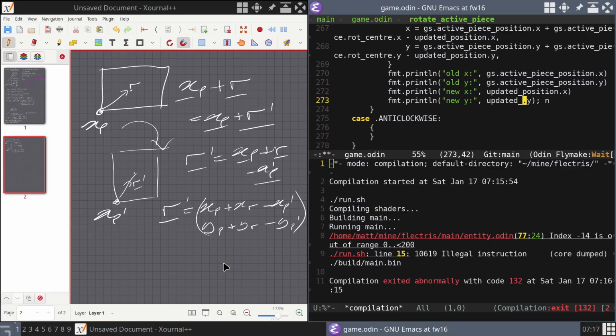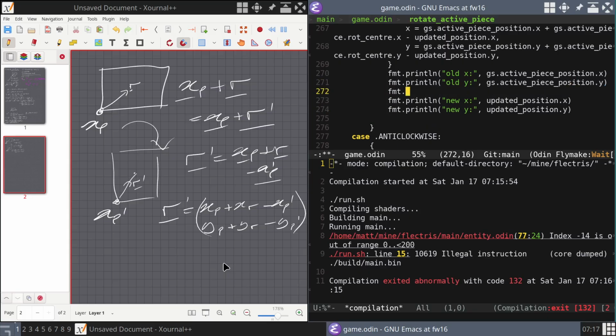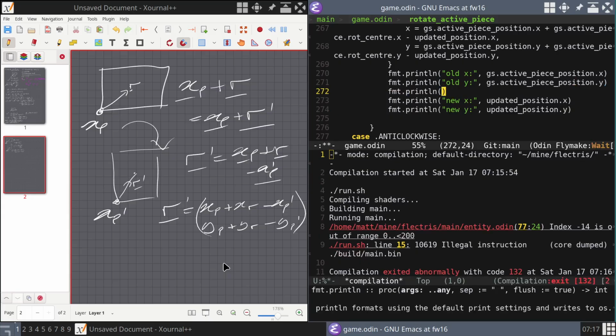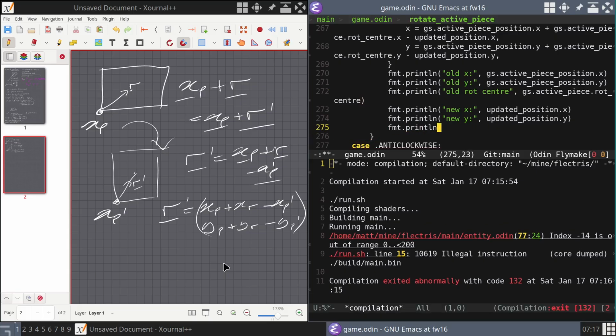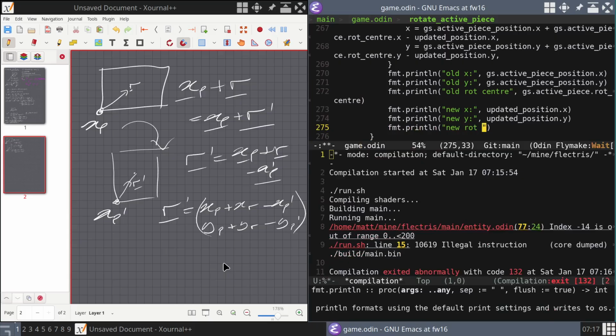Updated position. Updated position. And we keep all the old values together. So I'll say in here, old rot center, game state active piece dot rot center. Down here we'll have format print line, new rot center, game state active piece dot rot center.